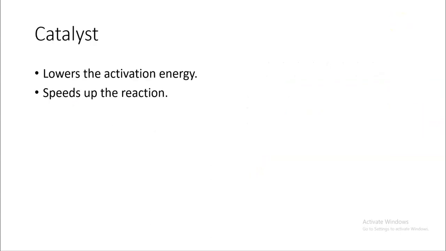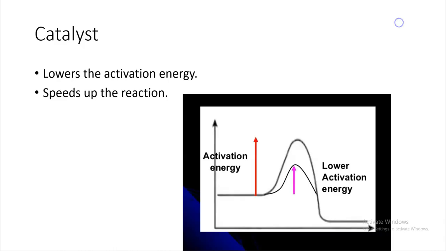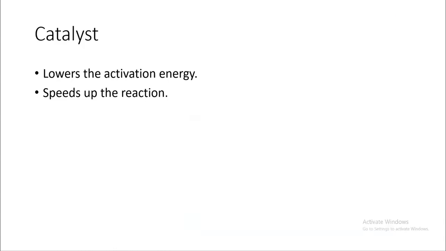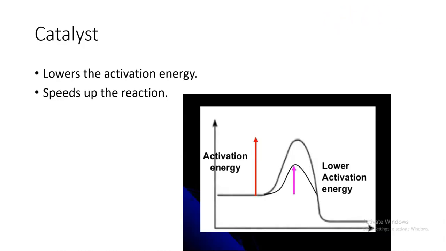So the last one is the catalyst. That's what I'm going to cover. So always remember, a catalyst speeds up the reaction rate. We first learned about the catalyst in grade 10 when we were doing enzymes. So a catalyst will always speed up the reaction rate, and it does this through the lowering of the activation energy.